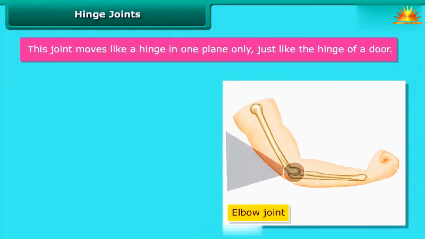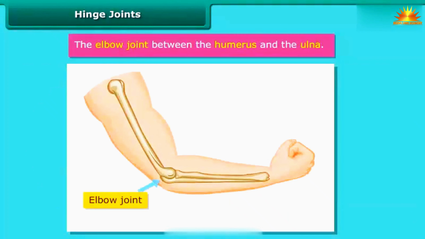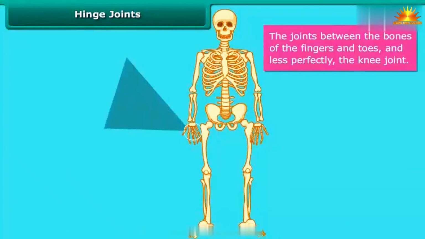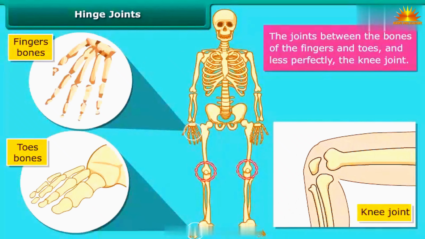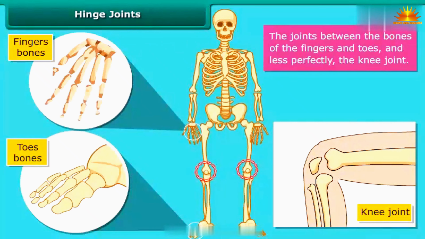Hinge joints. This joint moves like a hinge, in one plane only, just like the hinge of a door. The elbow joint between the humerus and the ulna. The joints between the bones of the fingers and toes, and less perfectly, the knee joint are hinged joints. Hinged joints usually give sufficient power because there is less danger of twisting at the joint.